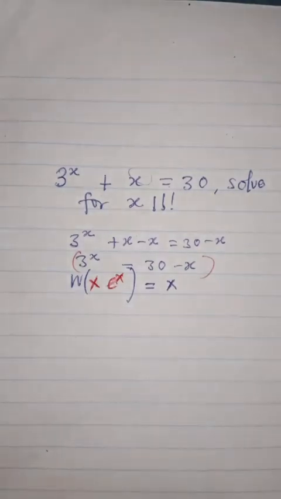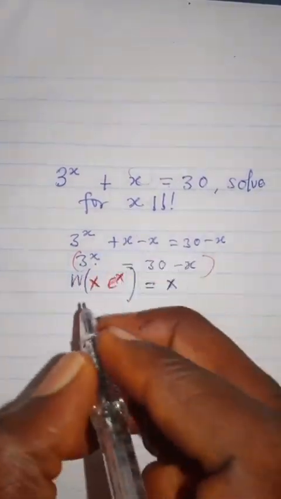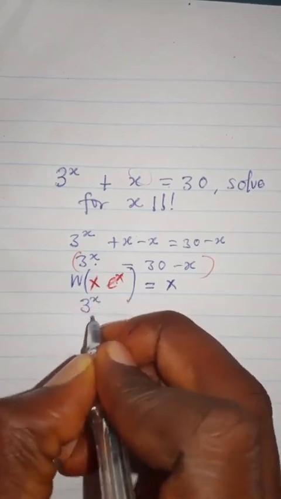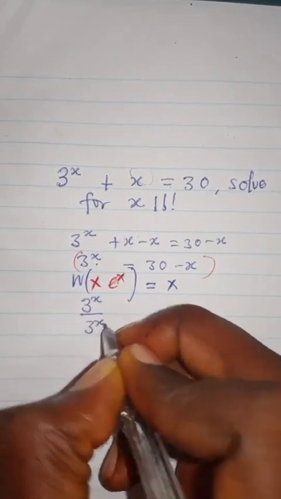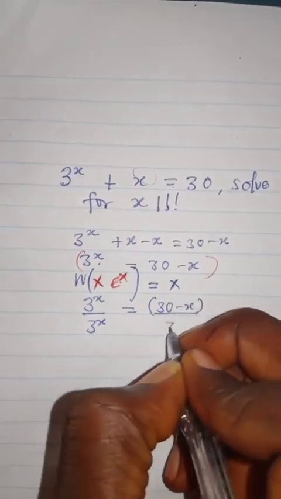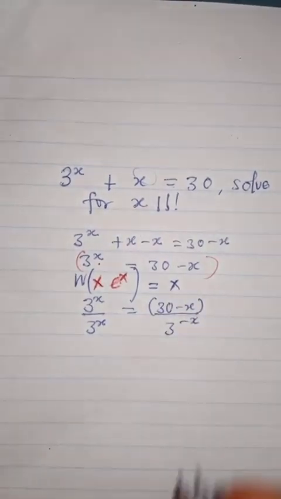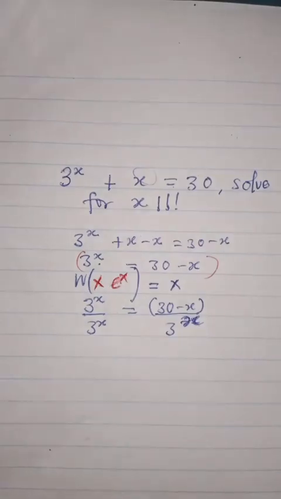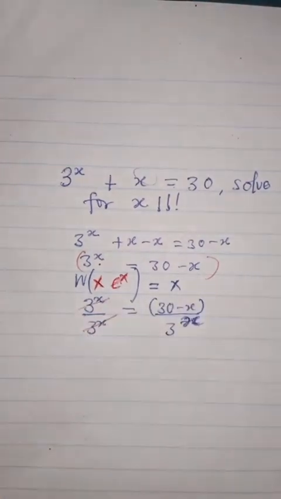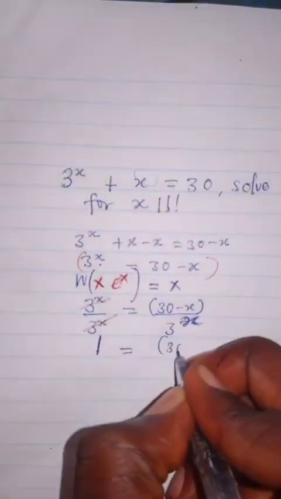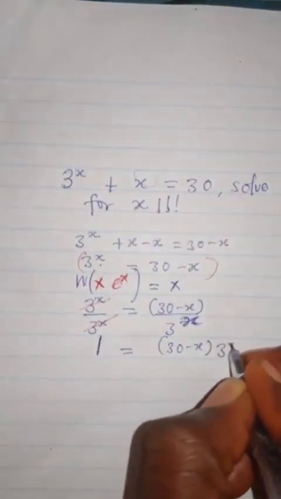Now, this is what we are going to do. The first thing is to divide both sides by 3 raised to the power of x. So dividing both sides by 3 raised to the power of x, I'm going to have 3 raised to the power of x over 3 raised to the power of x is equal to 30 minus x over 3 raised to the power of x. Okay? So we know 3 raised to the power of x, we cancel 3 raised to the power of x. So what remains here is just 1. So we have 1 is equal to 30 minus x multiplied by 3 raised to the power of minus x.